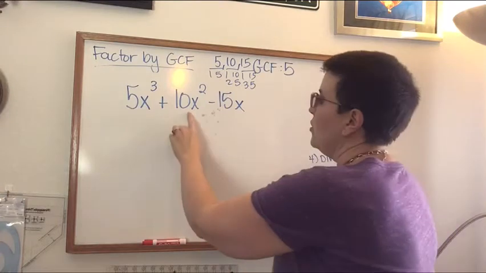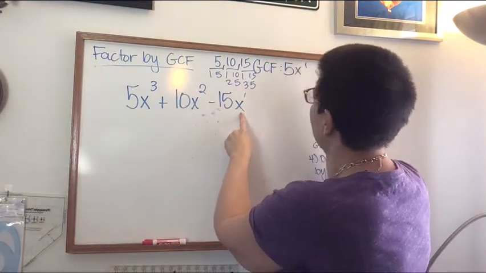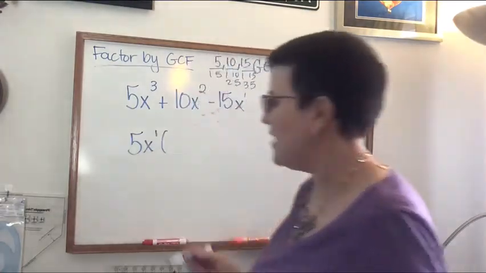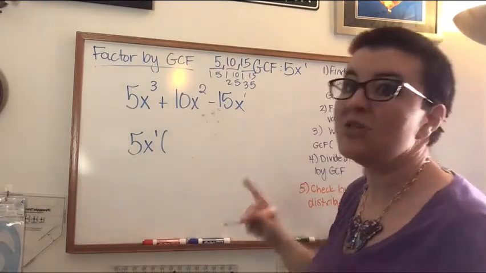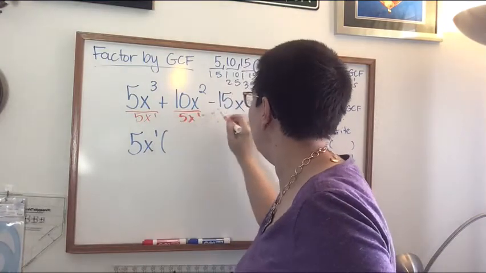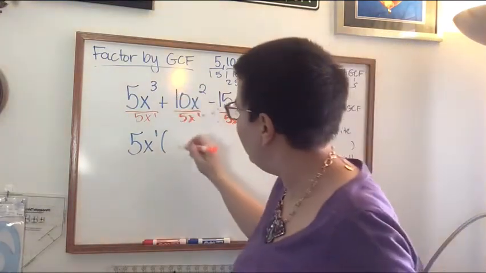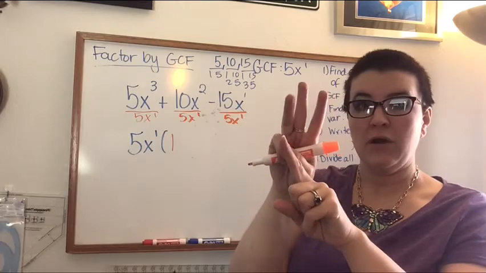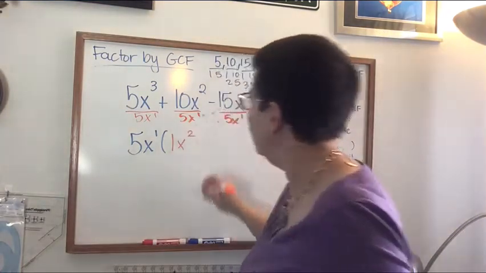Now for my powers, who's my smallest power? My smallest power is this x to the first, so that's my GCF. So now I'm going to put 5x to the first outside of the parentheses, and what's going to be left in the parentheses is what's there after I divide all of them by the GCF. I am undistributing. All right, 5 divided by 5 is 1. X to the third divided by x to the first, right? We get a loss of 1. We subtract 3 minus 1, so we get x squared.